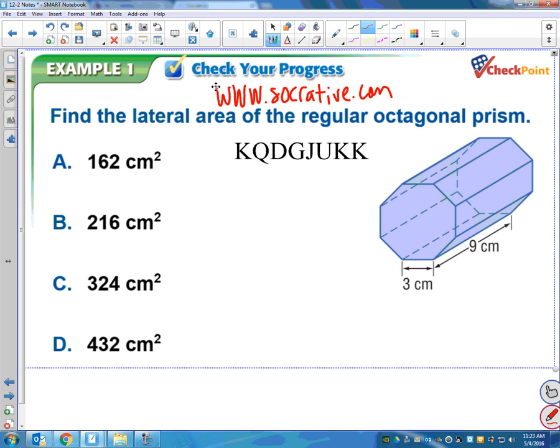Alright, Socrative. You can do student login, you can do sign in with Google, you can do probably guest login, I don't know. And this is our go-to code for a quick question. And then I want you to find just the lateral area of this octagonal prism just to make sure that we get the right answer before we move on.